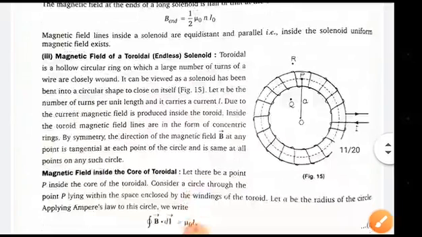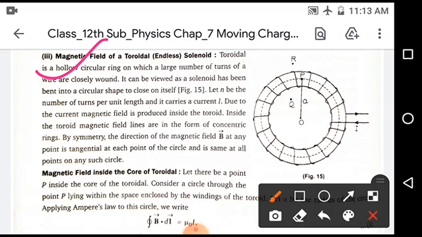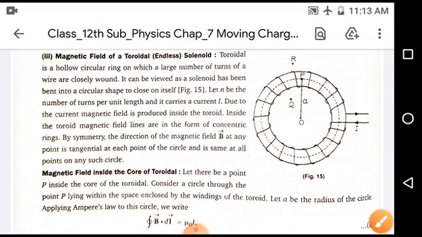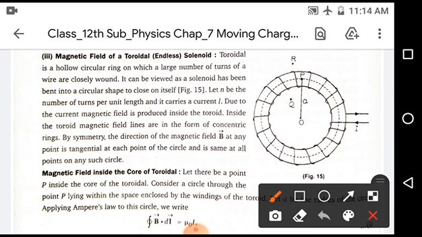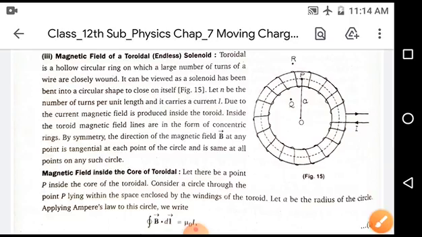Now, magnetic field of a toroidal solenoid. Toroidal solenoid means an endless solenoid, in this case the number of turns is very high, so they can be endless turns. The toroidal is a construction made by a number of turns of insulated copper wire again and again, and it is a circular loop. So first of all we have to find the magnetic field inside the core of a toroidal, that means inside the center.